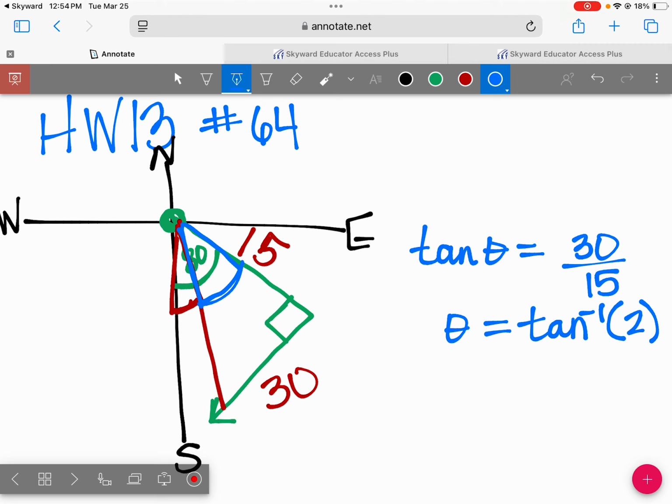So go ahead and type that in your calculator. And you don't have to make it 30 divided by 15. Make it 2. You can keep it 30 over 15, but we can all agree that 30 divided by 15 is 2. So we're taking the inverse tangent of 2. And we'll go to the 10th place. And what did you all get to the 10th place? 63.4 degrees. Yep. Who agrees with that?